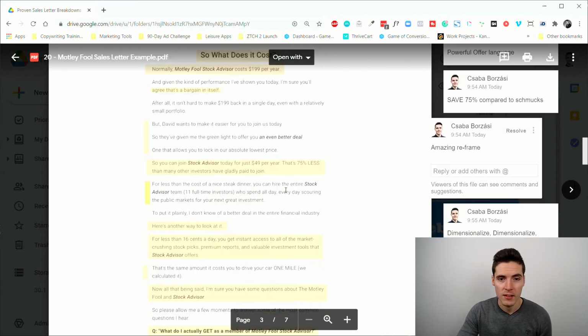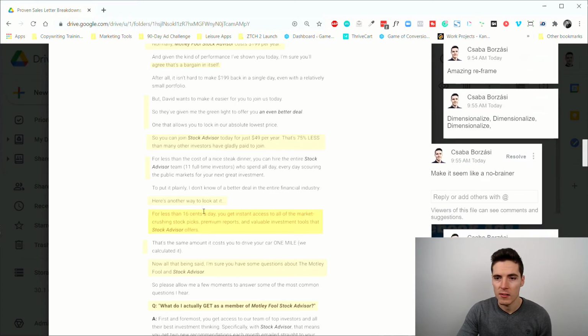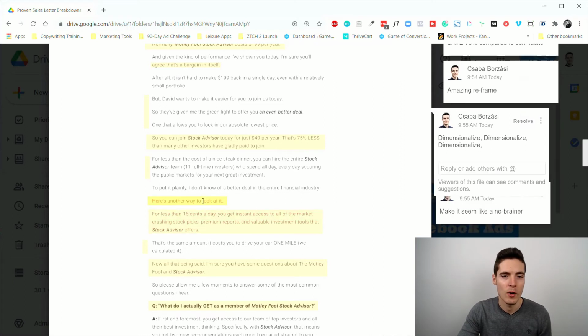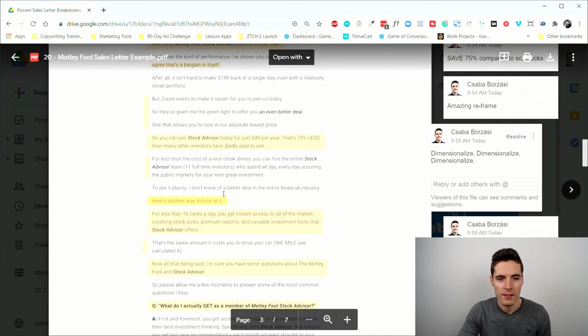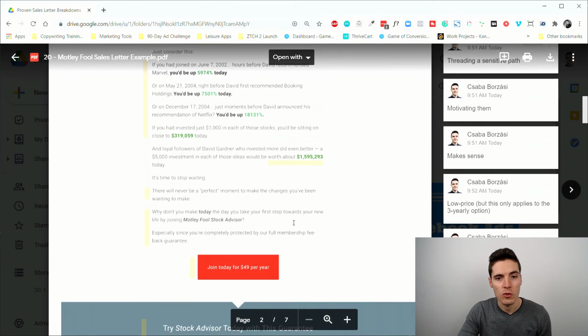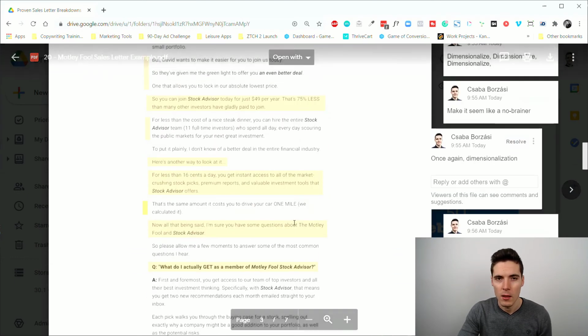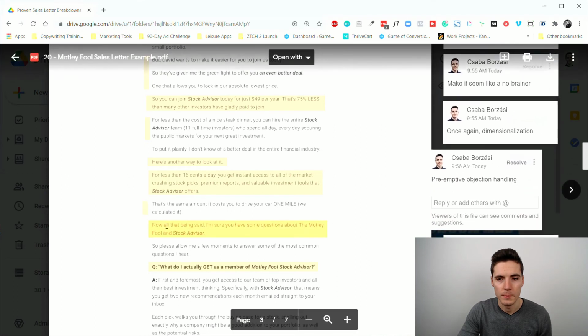So we have some cool reframes. Again, dimensionalizing. This is the name of the game here. It's like, you know, you can buy this for less than a nice steak dinner, for example, and it's only like 16 cents a day. Like, could you imagine saving that each day? Of course you do. Dimensionalize everywhere. If you read this, I really encourage you to read this and to hand copy it, because it's not long at all, but you're gonna see some super effective copy with this one.